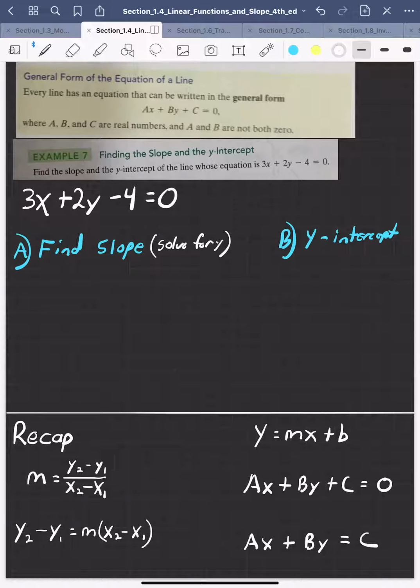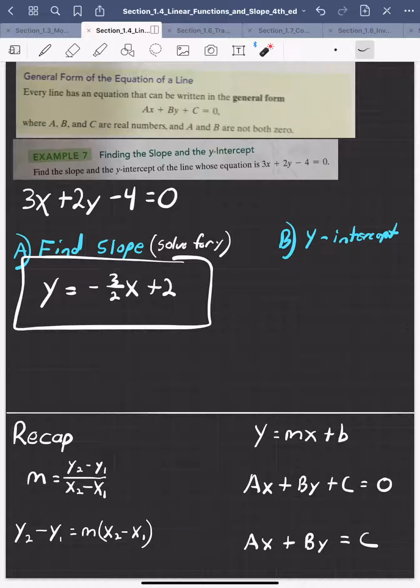All right, so I'm not going to go through this baby algebra of solving for y. The result would be y is equal to negative 3/2 x plus 2. Oh, so sorry. Negative 3/2 x plus 2. But once you have it solved for y, the slope is very easy to spot. Whatever is attached, the coefficient that is attached to x is your slope. So m is equal to negative 3/2.